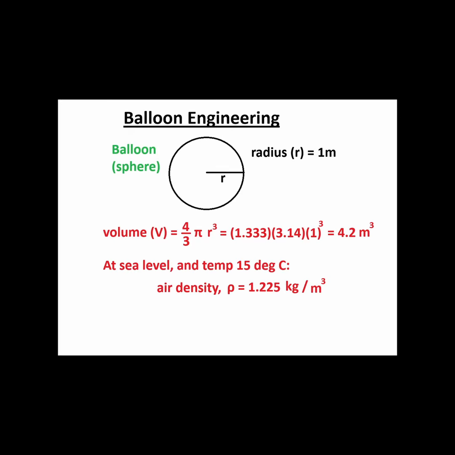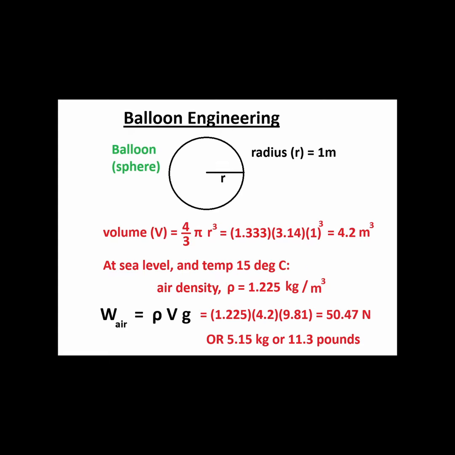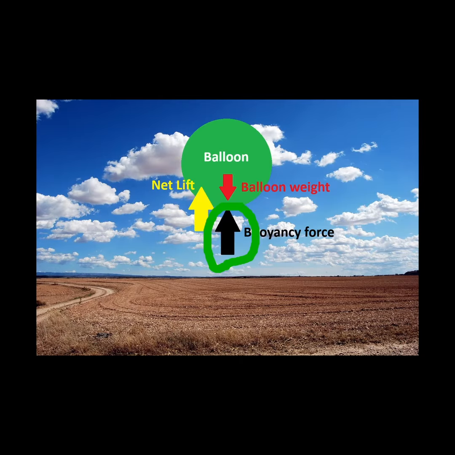Let's assume we're close to the Earth's surface at sea level and at a temperature of 15 degrees Celsius. We can look up the air density here as 1.225 kilograms per cubic meter. If we plug this value into our equation for the weight of air, we get that the weight of air, W air, is equal to 1.225 times 4.2 times 9.81, which is equal to 50.47 newtons of force, which can lift 5.15 kilograms or 11.3 pounds. Keep in mind, that's the buoyancy force.